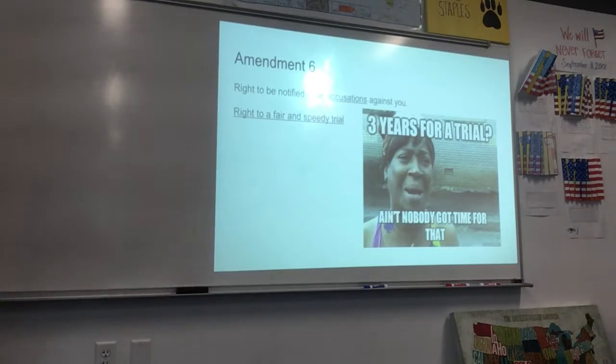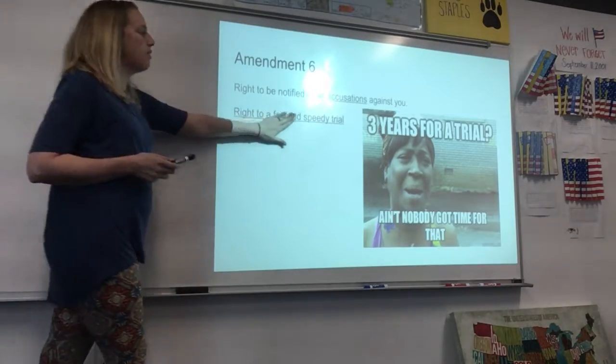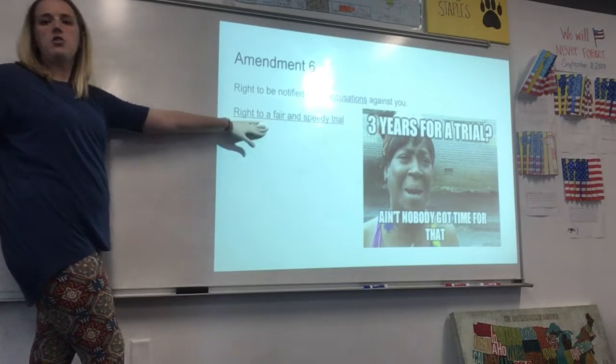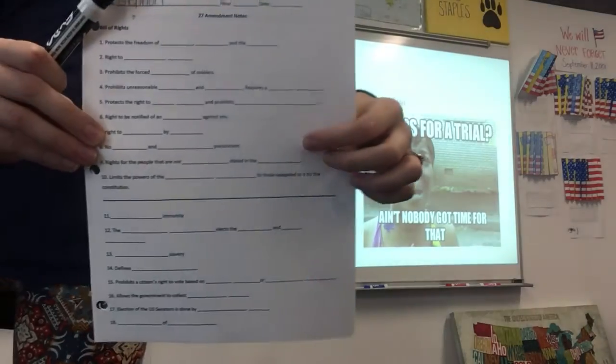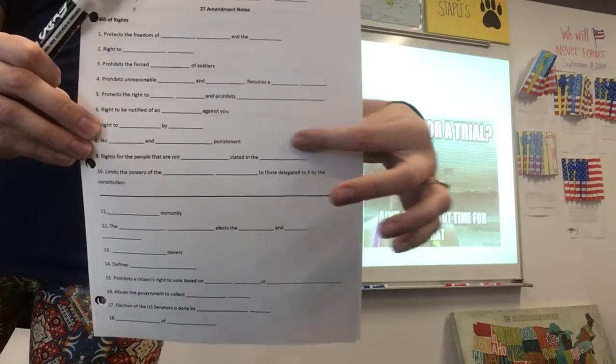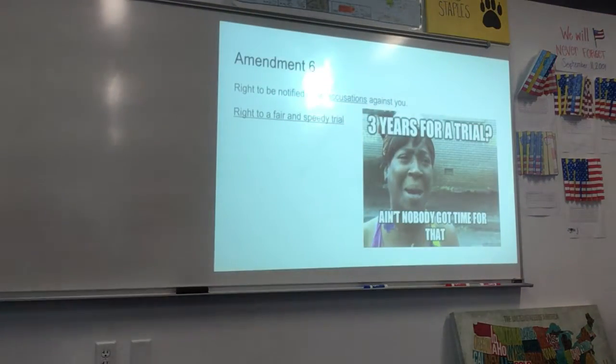The fair and speedy trial does not have a line on there. I added it in later, so you can write it to the side of your notes. Next to number 6, just write it in that blank area. If you're watching later, write it in this area right here. The right to a fair and speedy trial.